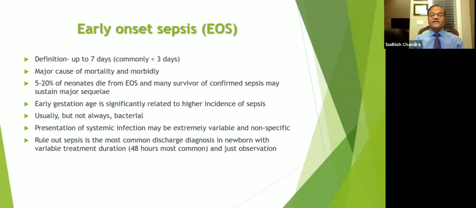Early gestational age is significantly related to higher incidence of sepsis. Usually, but not always, it is bacterial. And presentation of systemic infections may be extremely variable and is very non-specific. Rule out sepsis is the most common discharge diagnosis in newborns, with variable treatment duration, 48 hours being the most common. And just observation of these infants is also not uncommon.